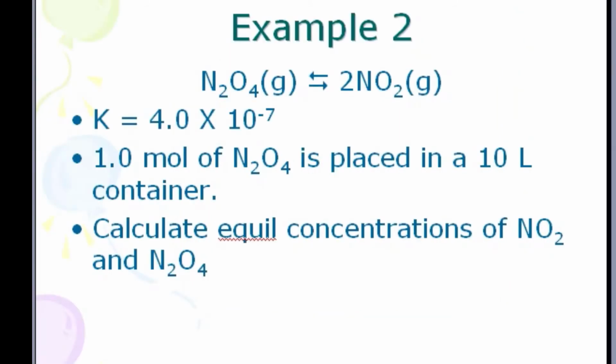I want you to take example 2. I want you to go ahead and write an equilibrium expression. Write a K. The equation's already balanced. Write an ice table for this. Write down your initial values. It's 1 mole in 10 liters of N2O4. That means you have no NO2 to start with. Initially, that'll be 0. Figure out what goes in the ice table.